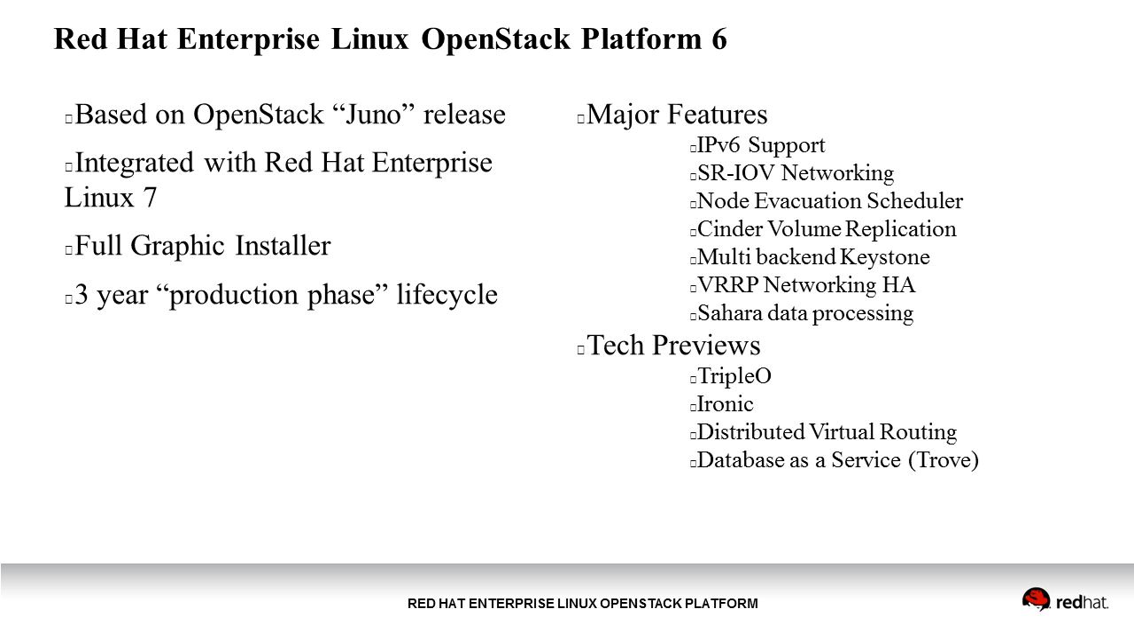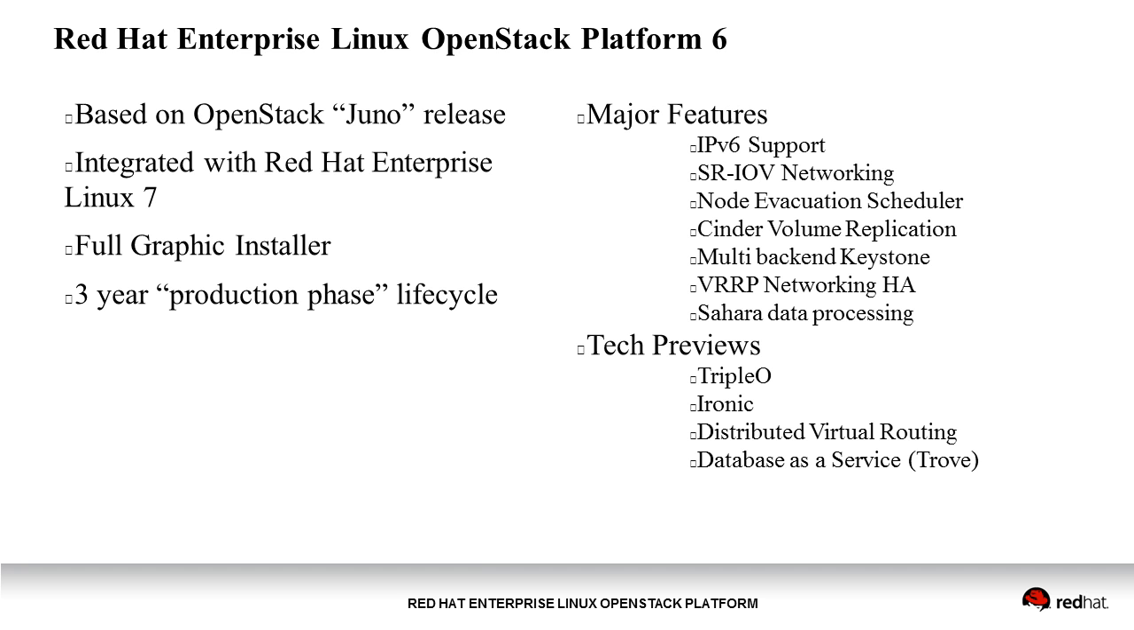So Red Hat Enterprise Linux OpenStack Platform 6, based on the upstream Juno release, was released in February. It's built with Enterprise Linux version 7. Of course, that's where it's built and runs your managed services from. Your hosts also run RHEL 7, but they can support any version of RHEL back to, I think, even 3, and multiple other distributions as well. Full graphical installer, again, 3-year life cycle.